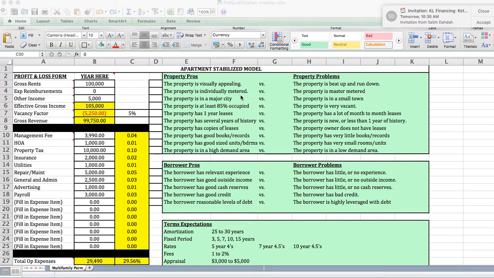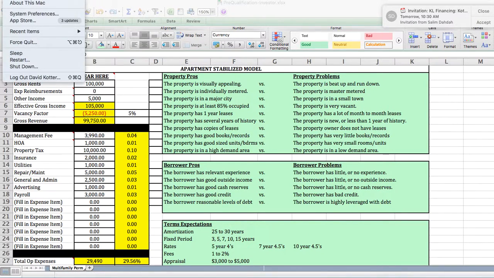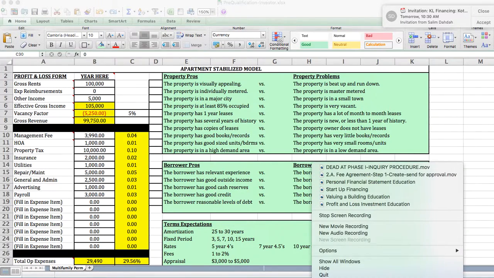So again, this is just how to size up a property, pros and cons, some of the issues you might run into from the lender's perspective. And hopefully this was helpful for you in identifying how to pre-qual a property.